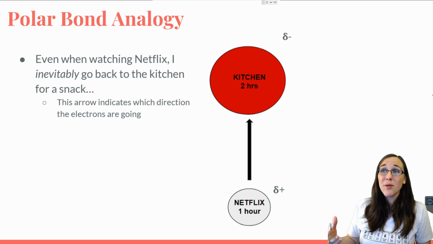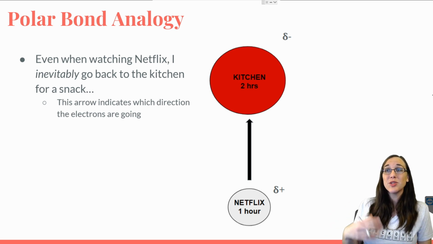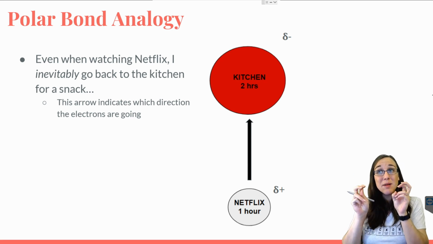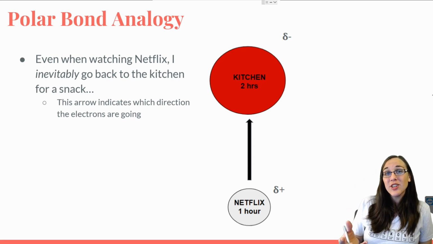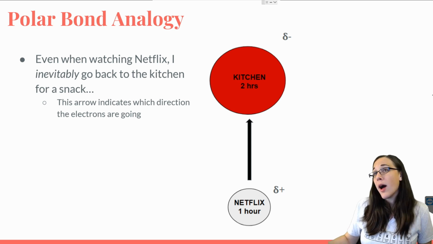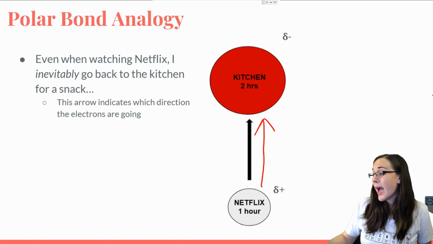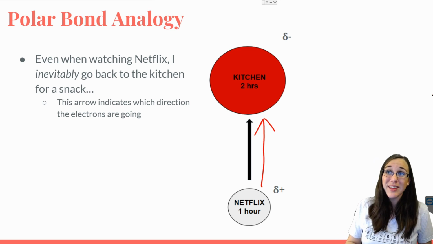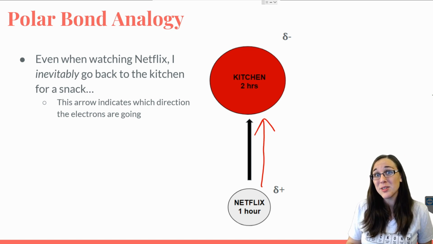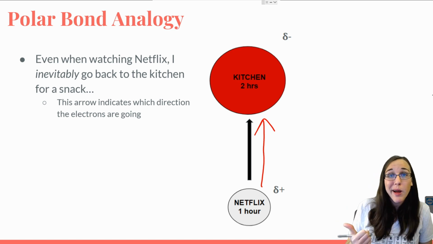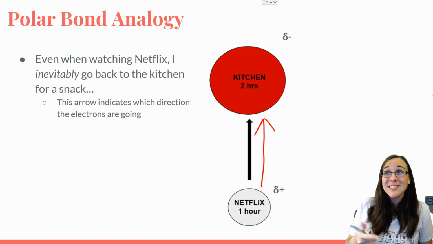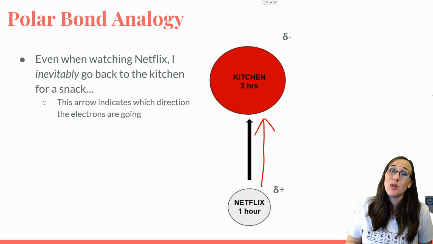So the arrow that I have now drawn between the two circles, between the two atoms, is showing the direction that the electrons are flowing to. So even though I do end up going to Netflix, I am still going to travel back to the kitchen more often. I'm going to stand up more than once to go to the kitchen. I'm going to have to refill my water bottle. I'm going to have to go get some more snacks. I'm going to have to throw out some trash. Whatever it may be, I'm going to be making multiple trips to the kitchen from my couch.